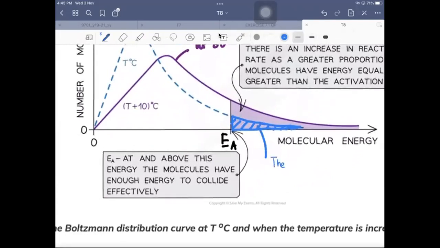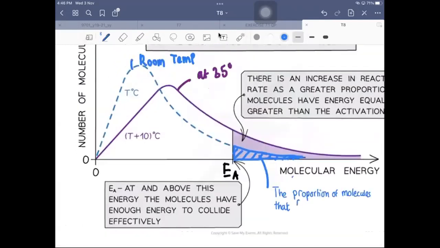So this is the proportion. I suggest you use a color pen for this one. The proportion of molecules that can react and turn into products. Right? Now, if I increase the temperature, the energy of my molecules will increase.